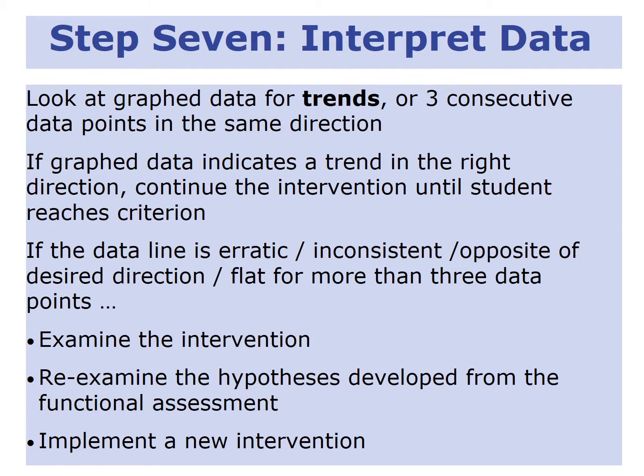Step 7. Interpret data. Look at graphed data for trends, or 3 consecutive data points in the same direction. If graphed data indicates a trend in the right direction, continue the intervention until student reaches criterion. If the data line is erratic, inconsistent, opposite of the desired direction, or flat for more than 3 data points, examine the intervention. Re-examine the hypotheses developed from the functional assessment. Implement a new intervention.